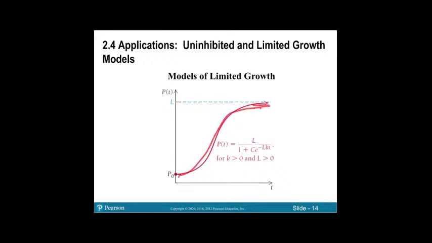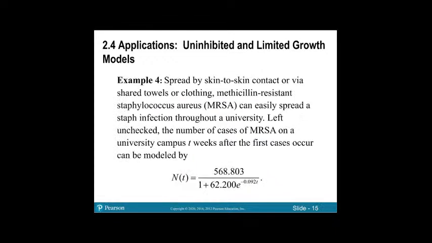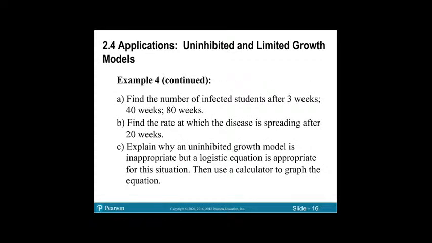MRSA, spread by skin-to-skin contact or via shared towels or clothing, can easily spread a staph infection through a university. Left unchecked, the number of cases of MRSA on a university campus t weeks after the first cases occur can be modeled by this logistic growth model. Find the number of infected students after 3 weeks, 40 weeks, 80 weeks. Find the rate at which the disease is spreading after 20 weeks. Explain why an uninhibited growth model is inappropriate, but a logistic equation is appropriate for the situation. Then use a calculator to graph.